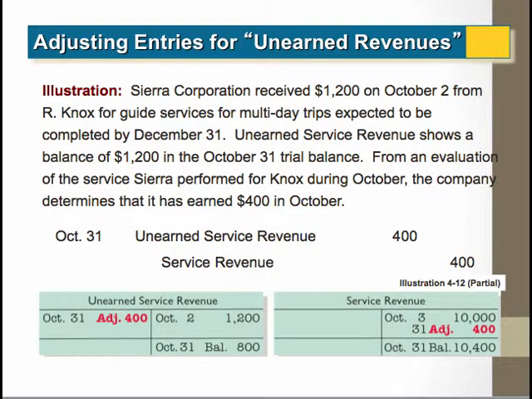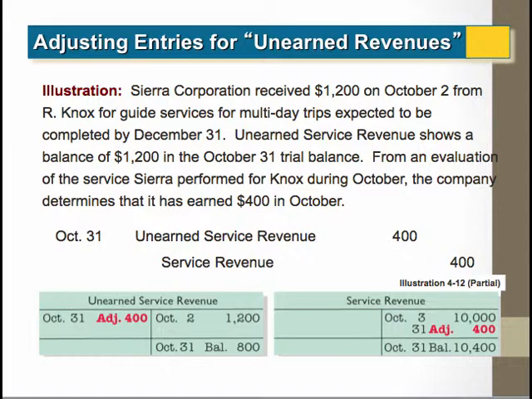So here's an illustration. Sierra Corporation received $1,200 on October 2nd from R. Knox for guide services for a multi-day trip expected to be completed by December 31st. Unearned revenue shows a balance of $1,200 in the October 31st trial balance. From an evaluation of the service Sierra performed for Knox during October, the company determines that it has earned $400 in October.